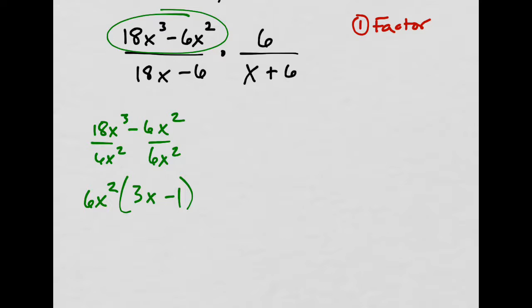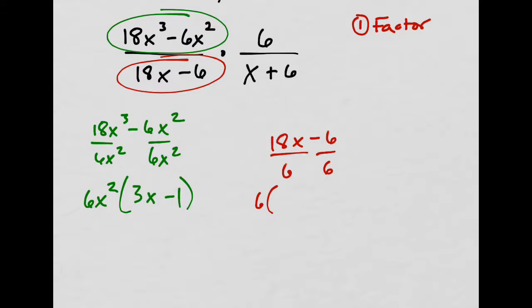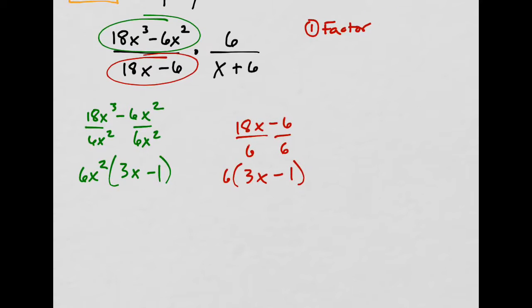Then I'll factor that. I can't factor this. I mean, I could into 2 and 3, but I'm not going to do that. And then this is x plus 6, so I can't really do anything with that. So I'll write down 18x minus 6 and factor that. Again, I can divide by 6. Whatever you divide by goes on the outside. That's 3x minus 1. And so here we go. I factored everything that I could.